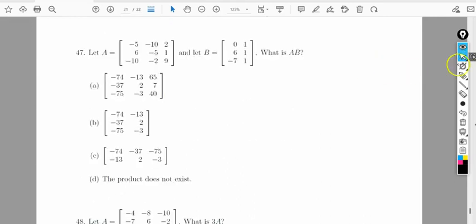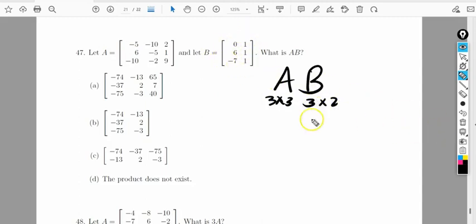All right, what is A times B? You don't need to put this in your calculator. A is a 3 by 3. B has 1, 2, 3 rows and 2 columns. Now, is this defined? Look at the inside numbers. They're the same. Yes, it is defined.